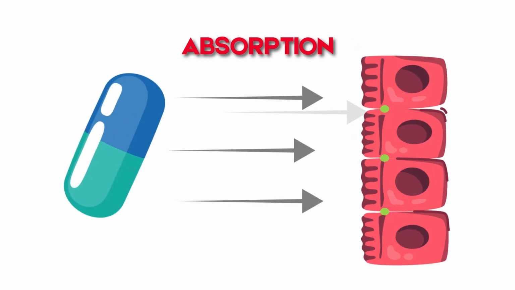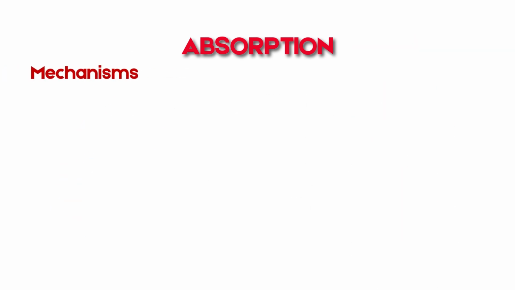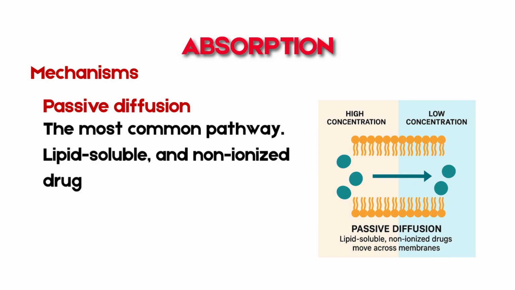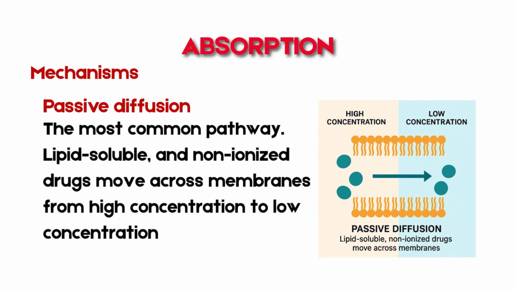But what really determines absorption is how a drug crosses biological membranes. There are several mechanisms. 1. Passive diffusion. This is the most common pathway. Here, lipid-soluble and non-ionized drugs move across membranes from high concentration to low concentration, without requiring energy.